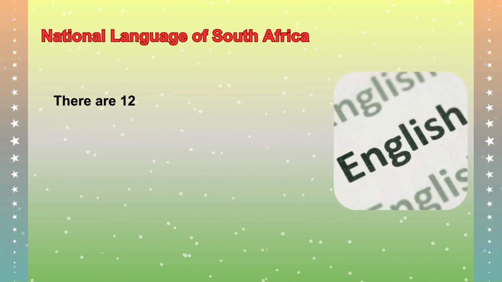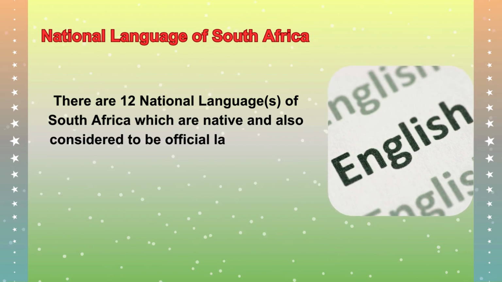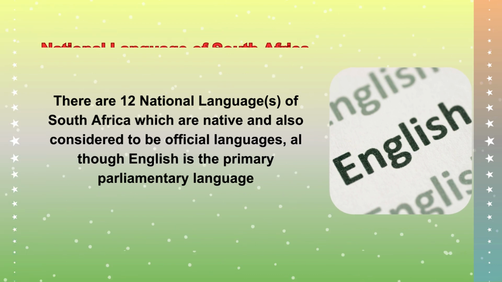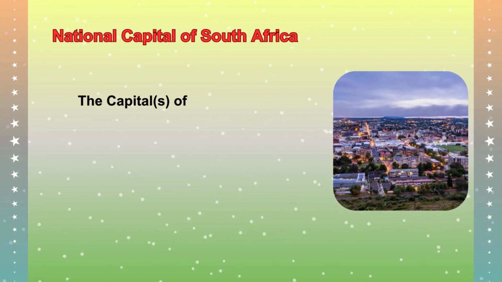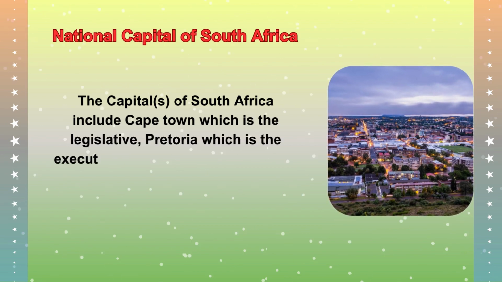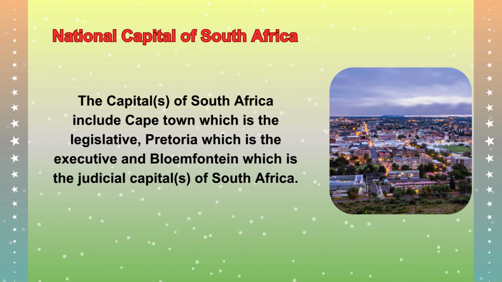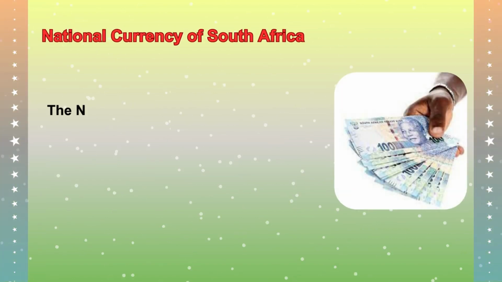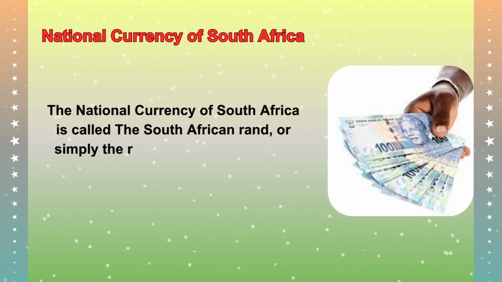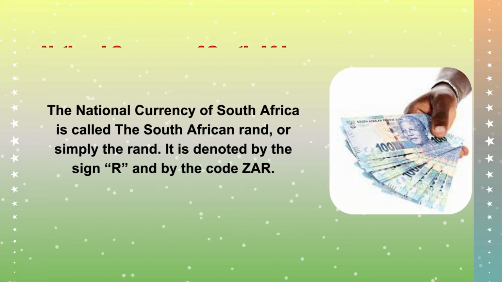There are 12 national languages of South Africa, which are native and also considered to be official languages, although English is the primary parliamentary language. The capitals of South Africa include Cape Town, which is the legislative, Pretoria, which is the executive, and Bloemfontein, which is the judicial capital. The national currency of South Africa is called the South African Rand, or simply the Rand. It is denoted by the sign R and by the code ZAR.